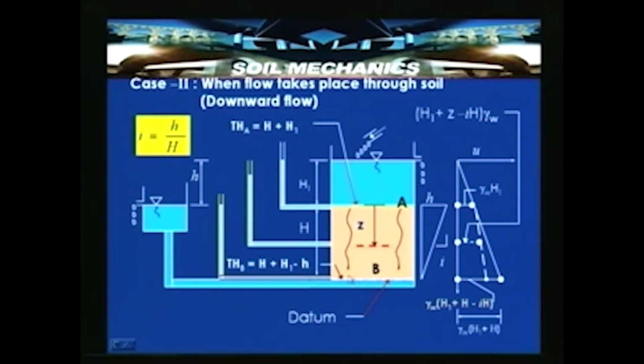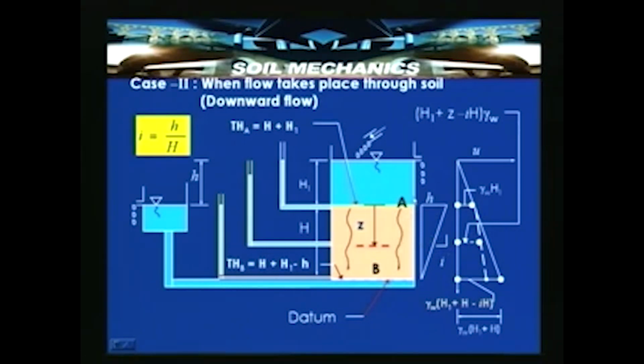This is because here the elevation head is 0, and the pressure head is H plus H1 minus h, because that much head loss has already occurred. Here, small h is the head available between this point and this point, that is, the head loss occurring from the upstream end to the downstream end over a length H. The slope of this line is nothing but the hydraulic gradient i.